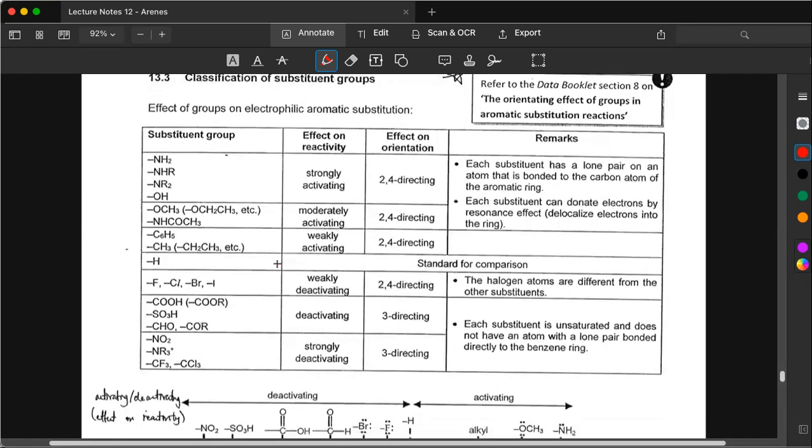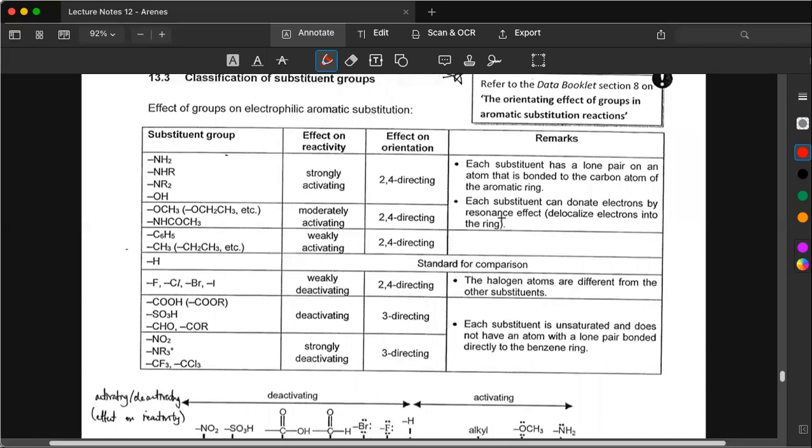So here, these are the substituent groups that have a 2,4 directing effect. They are all activating groups, although some are not so strong. Each substituent here has an atom with a lone pair that's bonded to the carbon atom of the aromatic ring. Each substituent can therefore donate electrons by resonance effects, delocalizing electrons into the ring.